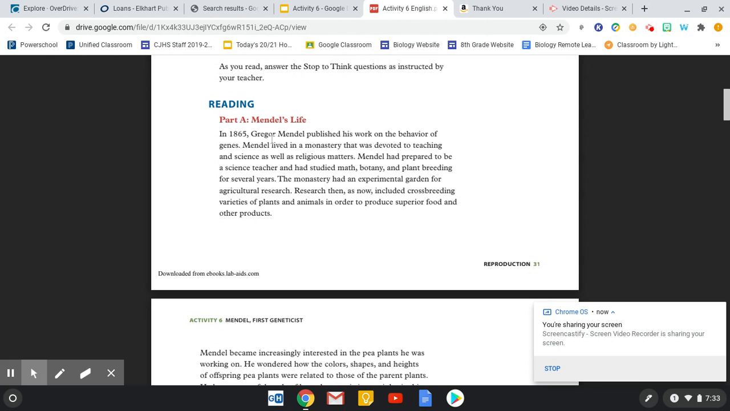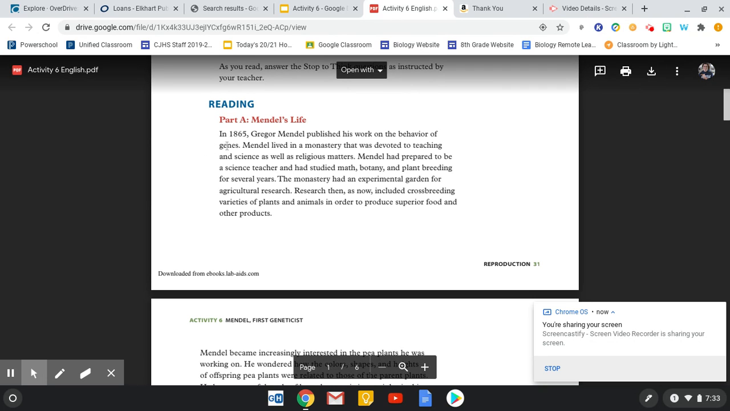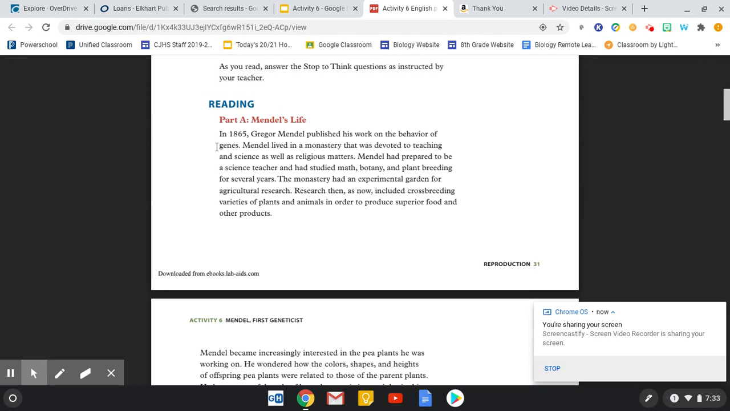In 1865, Gregor Mendel published his work on the behavior of genes. Mendel lived in a monastery. Side note, that is a religious house that housed different monks and other Christian followers. Mendel lived in a monastery that was devoted to teaching and science as well as religious matters.